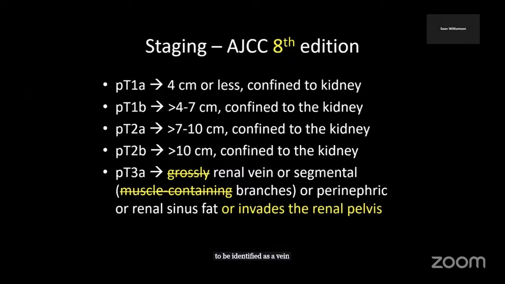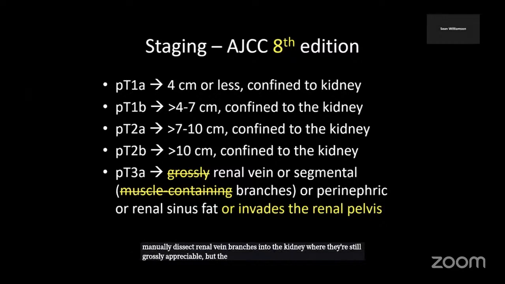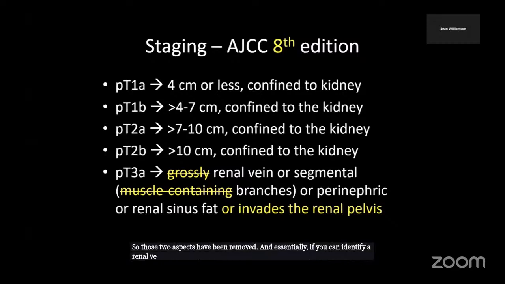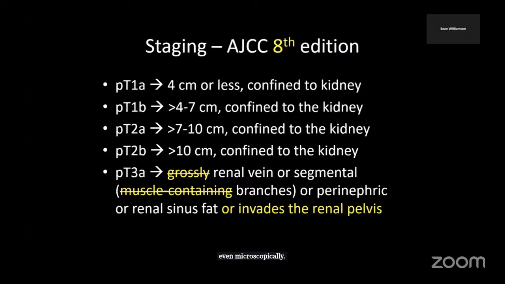And again, this partly at least comes from work by Stephen Bonsib, who found that you can manually dissect renal vein branches into the kidney where they're still grossly appreciable, but microscopically the wall may not contain muscle, or it may have eccentric muscle where some areas have muscle and other areas don't. So those two aspects have been removed, and essentially if you can identify a renal vein branch invasion, even microscopically, it is considered pT3a stage.